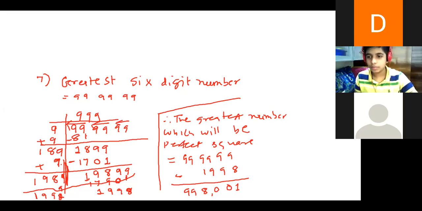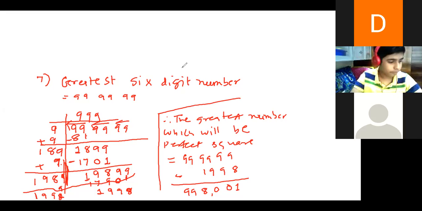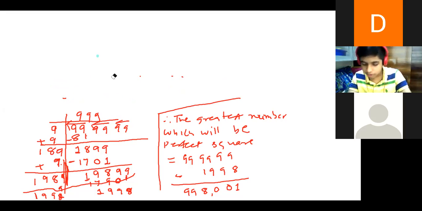Done, sir, I've completed. Wait, one minute. Sir, I also finished. Everybody has to write one last line now. We got the number, now we have to just conclude: therefore, the greatest six-digit number is this.